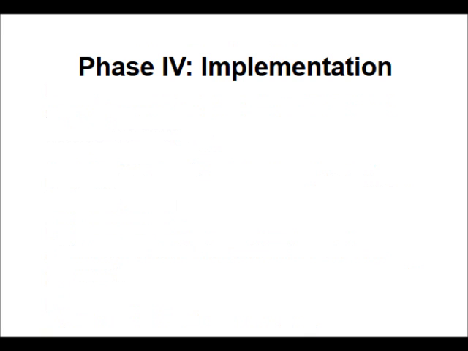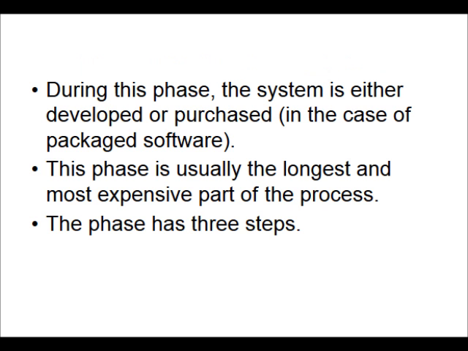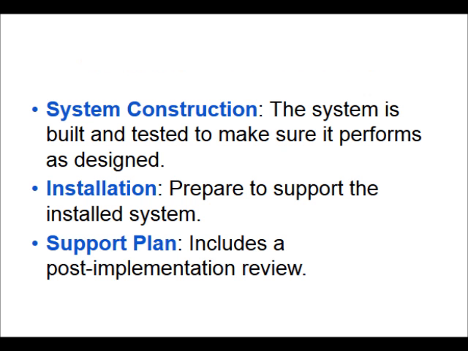The fourth phase is implementation. During this phase, the system is either developed or purchased. In the case of packaged software, it is purchased. This phase is usually the longest and most expensive part of the process. The phase has three steps, and the three implementation steps are system construction, installation, and support plan.